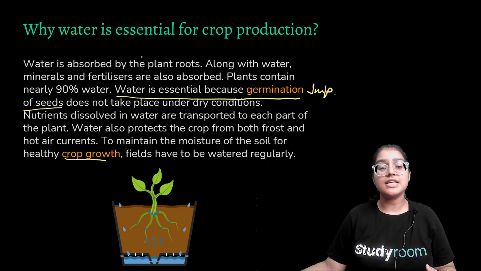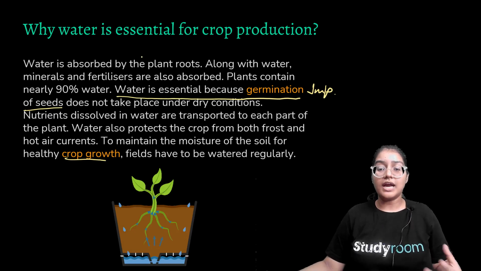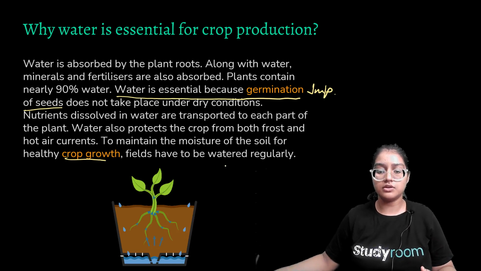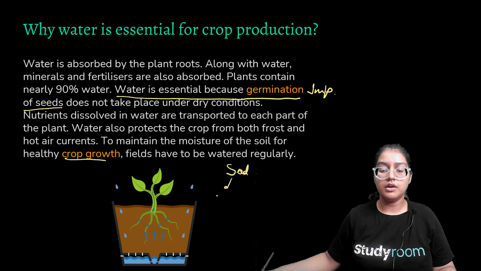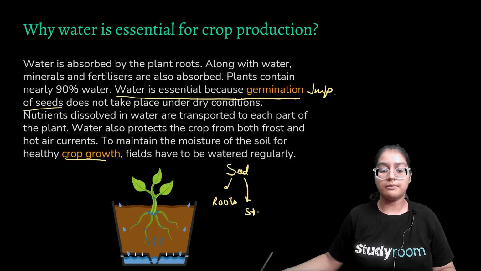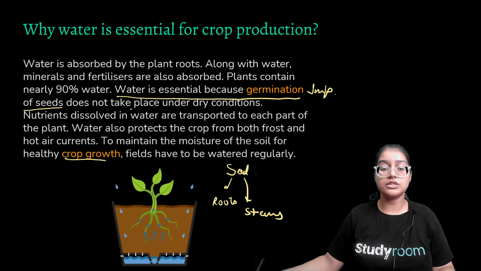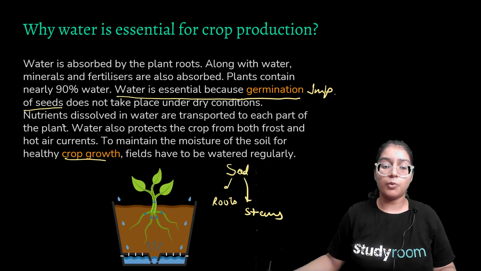So plants absorb fertilizers, minerals and water. So why is water essential? Because plants need to germinate. Germination of seeds: the seed germinates and becomes a seedling by sprouting. It gives rise to roots and it gives rise to stems. So water is essential for germination, which cannot take place under dry conditions. So it's important that the soil is moist.